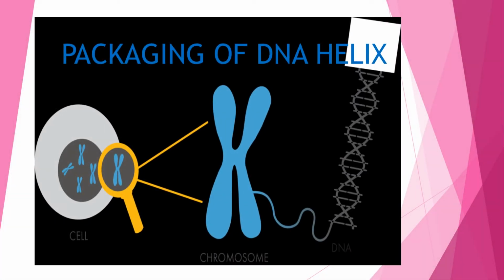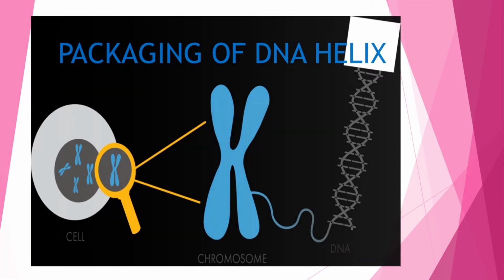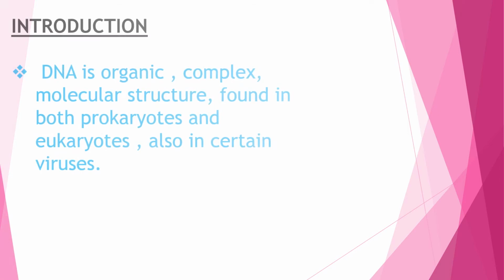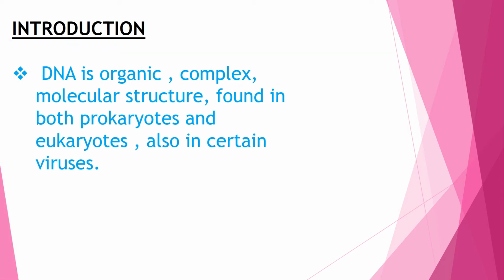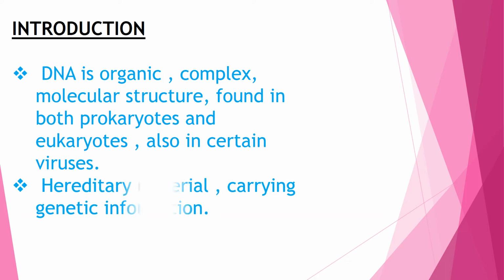Today we'll deal with packaging of DNA helix. You can see in the picture itself, in the cell there is a genetic material known as chromosome, which is made up of the DNA genetic material. DNA is an organic complex molecular structure found in both prokaryotes and eukaryotes and also in some viruses.